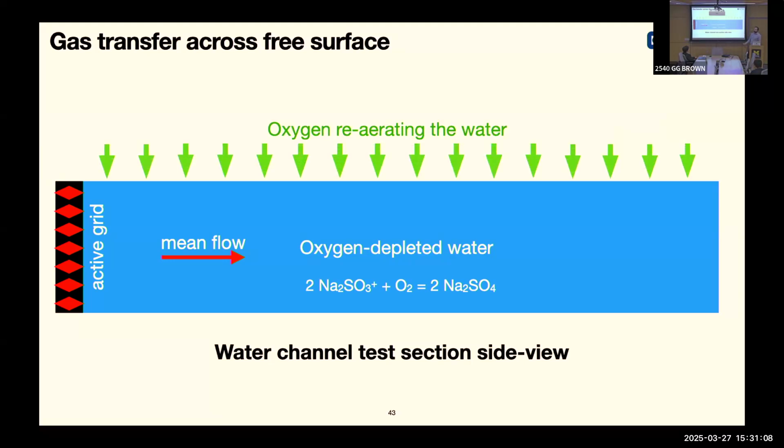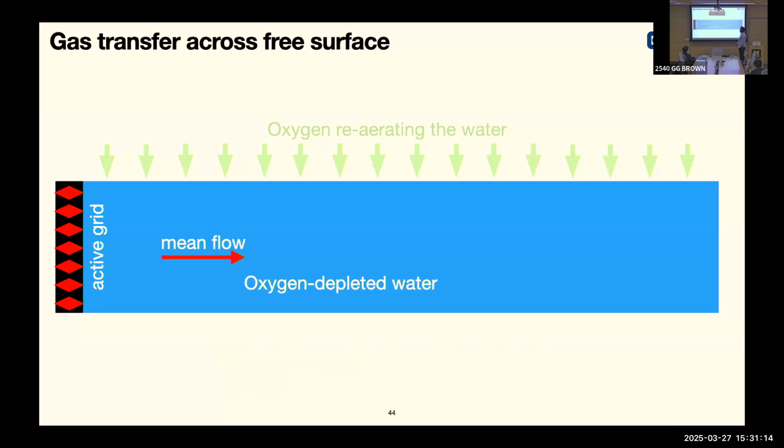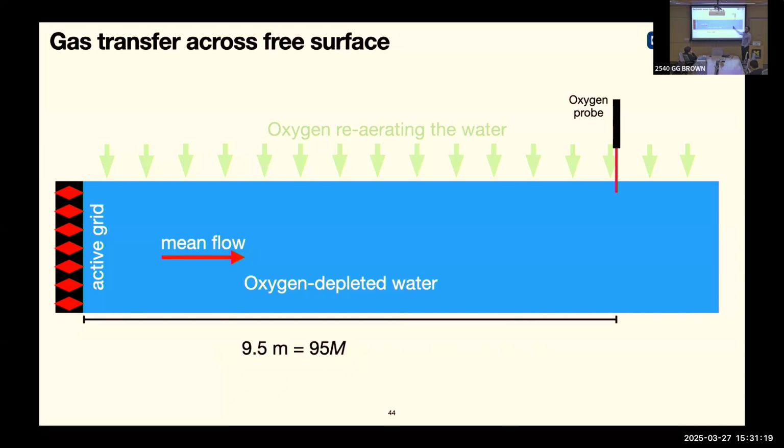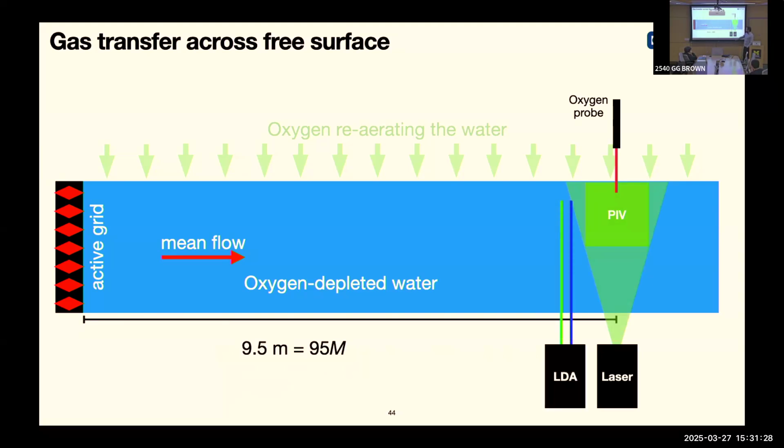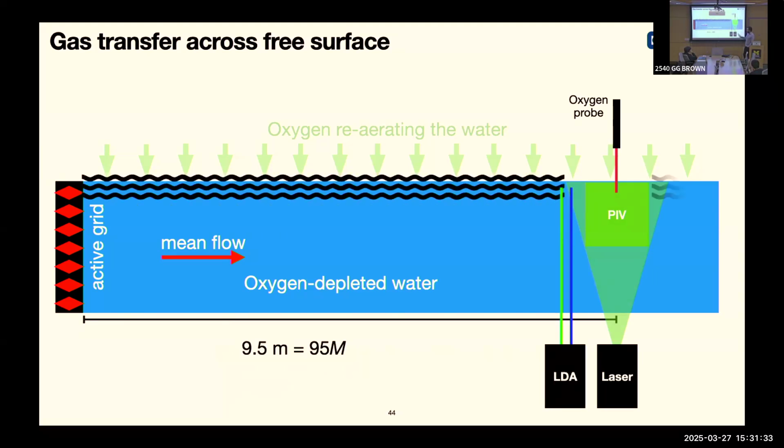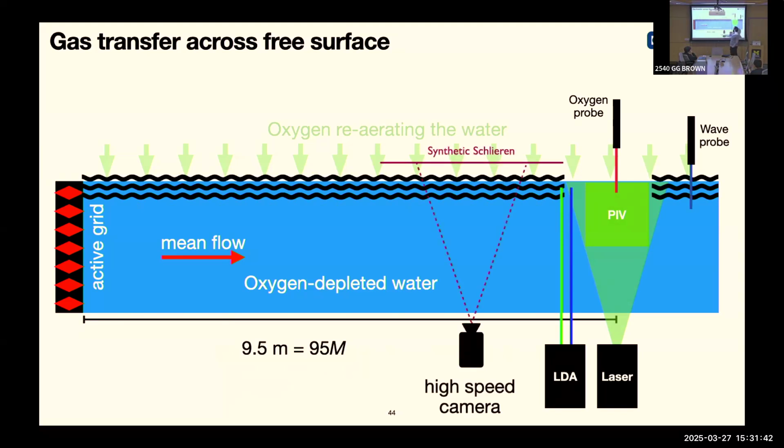Then what we do is we allow oxygen to re-enter the water from the lab because there's an abundant amount of oxygen just in the lab. Then we have to measure this in some way. So we put in an oxygen probe, which will give us the bulk oxygen concentration in the facility. We use a laser and we do PIV to get what the flow is doing. We do laser Doppler anemometry or velocimetry to get higher temporal resolution of the flow. Then the surface might deform as we have turbulence, so we have a wave probe just to get statistics of the surface. And we used a few different high-speed imaging techniques, including synthetic Schlieren, to get what the surface is actually doing so that we can kind of decompose what's happening in this problem.